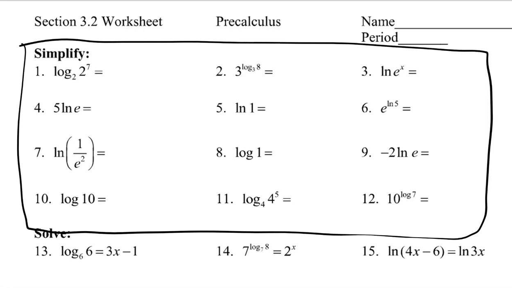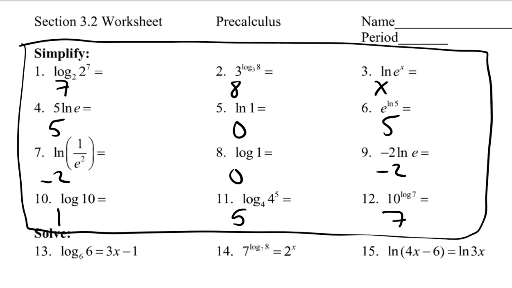But first let me go over the answers, so then you get an idea of how many you got right. Looks like number 1 should be 7, number 2 should be 8, number 3 should be x, 5, 0, 5, -2, 0, -2, 1, 5, and 7.